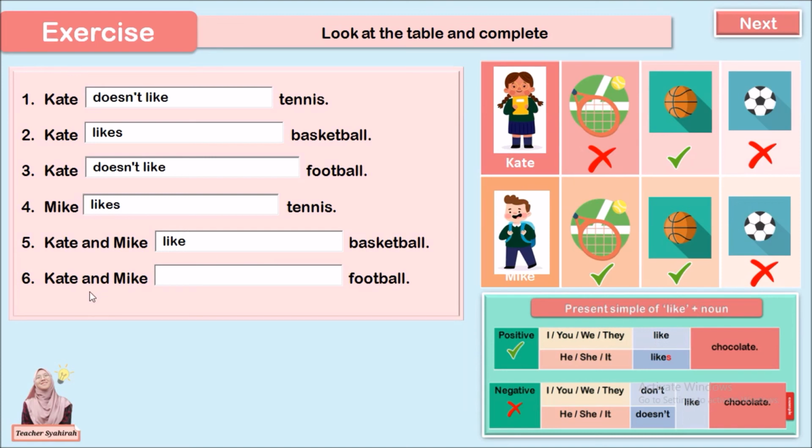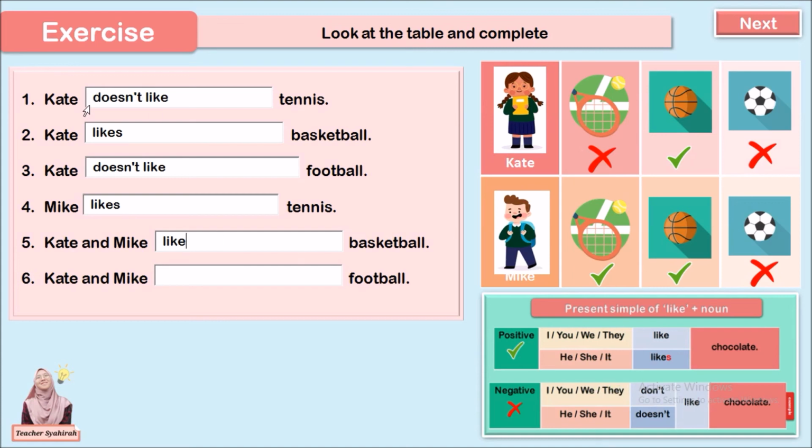Okay, next one, number 6. Kate and Mike, what? Football. Now, which one is football? Okay, this two is football. Do Kate and Mike like football? No, they don't. If they don't like football, it's negative. Okay, tadi Kate and Mike kita panggil apa? What is the pronouns? It's they, mereka. So, kalau dia tak suka, for they we use don't.